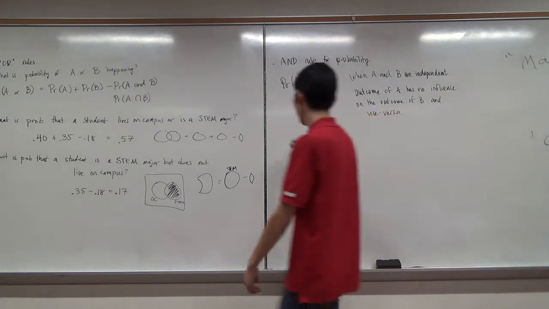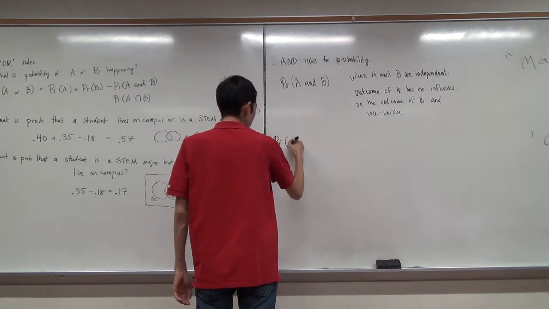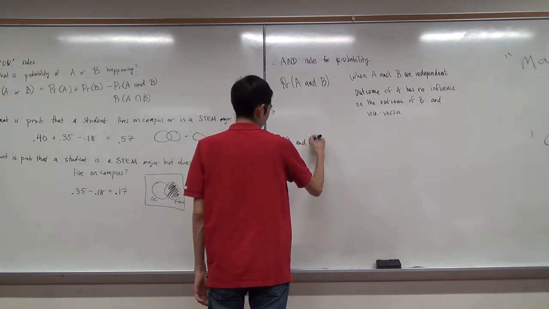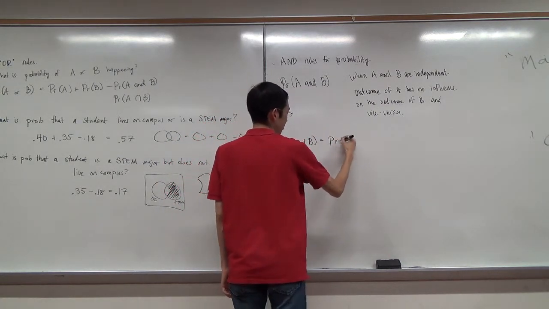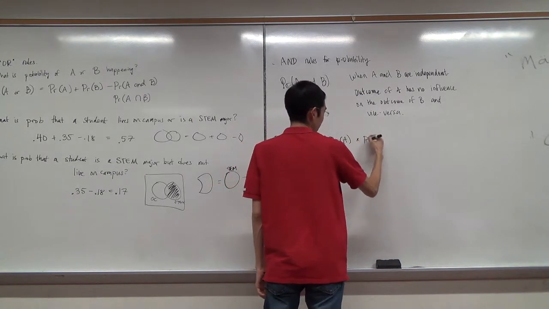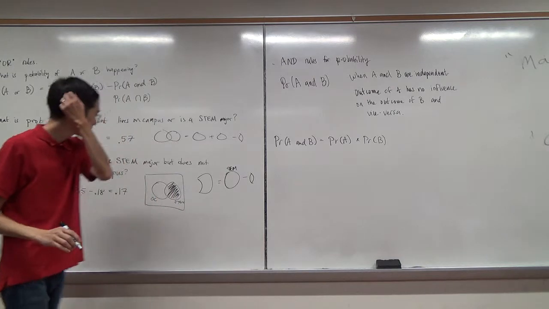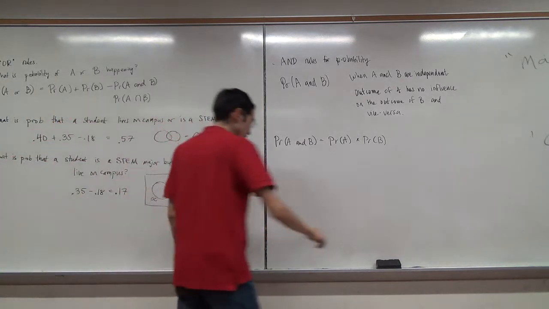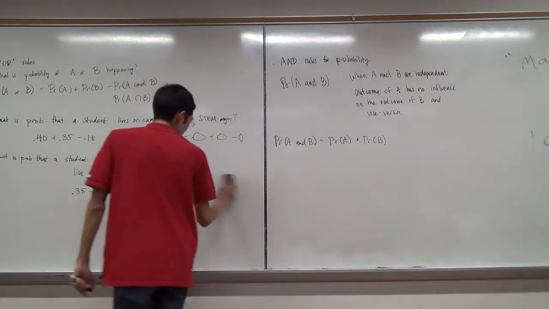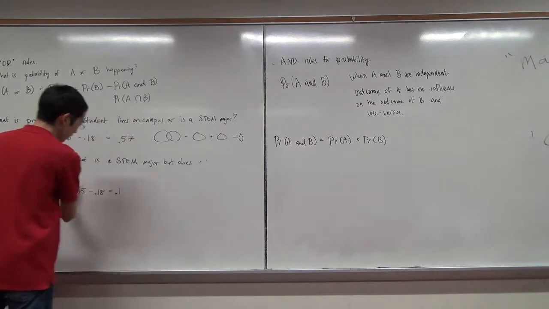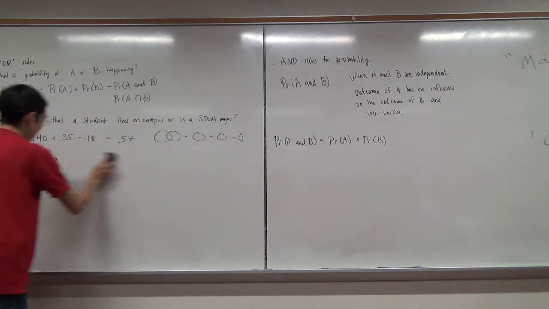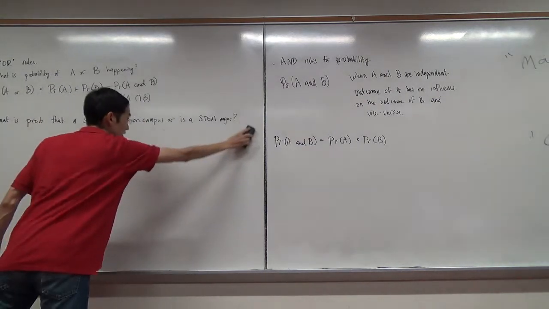So the probability of A and B, if they are independent, is equal to the probability of A times the probability of B. So an example could be, I flip a coin twice. What is the probability I get heads on the first flip and heads on the second flip?